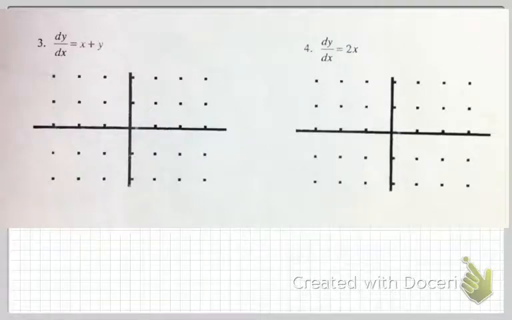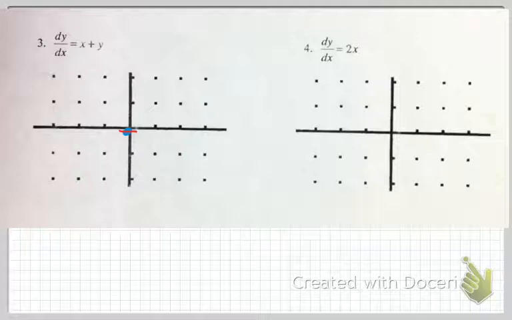All right, for number 3, we have x and y. So for this point right here, we have 0, 0. So x is 0, y is 0. So the slope should be 0 plus 0.